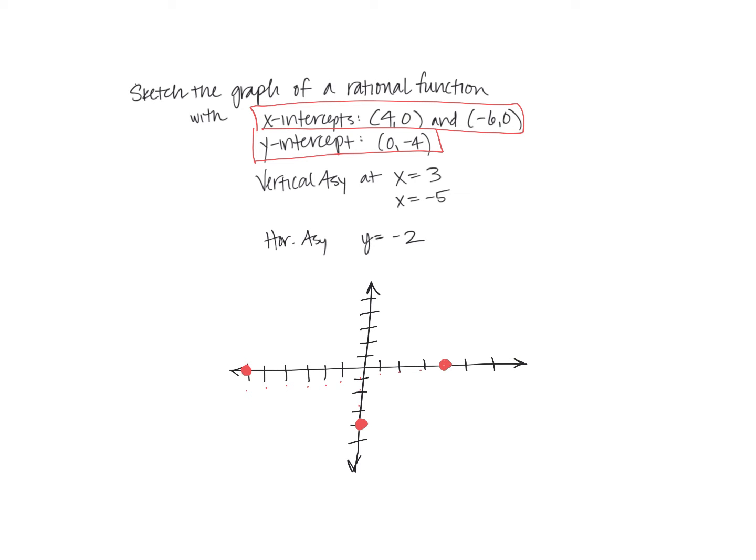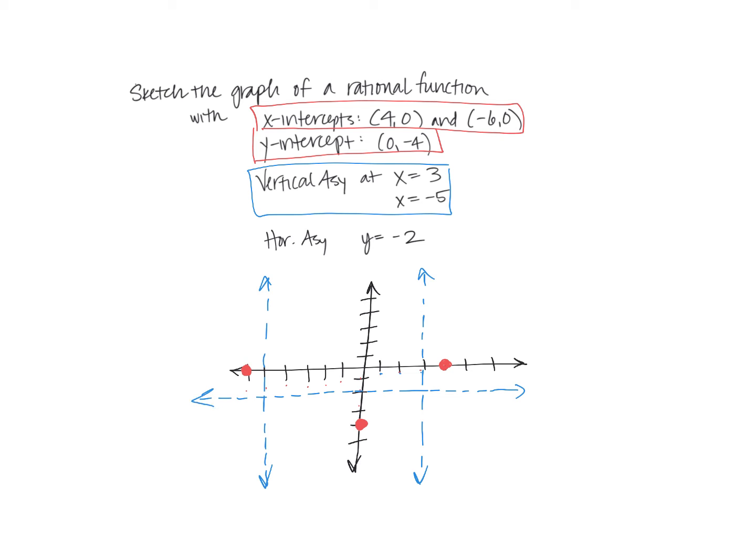All right, then I have my vertical asymptotes. They are at x equals 3 and x equals negative 5. So x equals 3 would be right here. And x equals negative 5 would be on the other side here, right before that, negative 6 we already plotted. And then we have a horizontal asymptote at y equals negative 2, which would be right here, y equals negative 2.